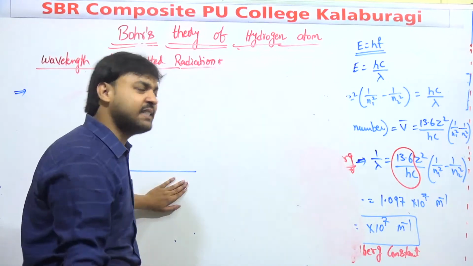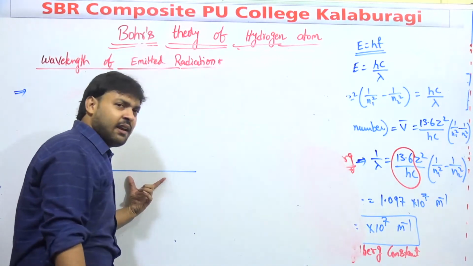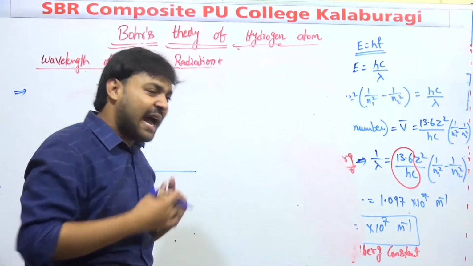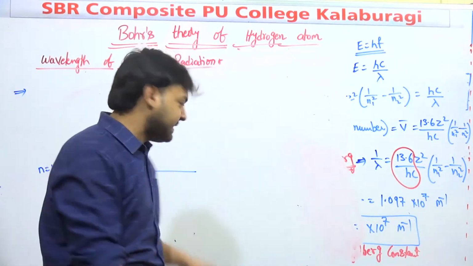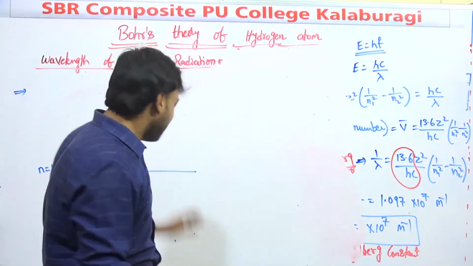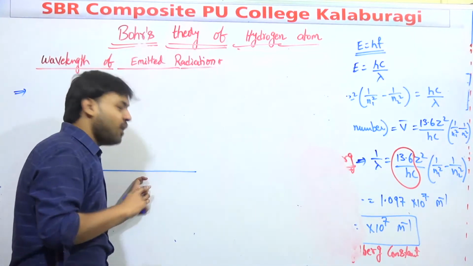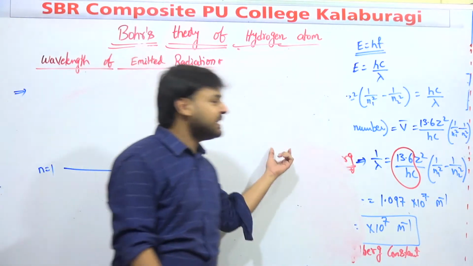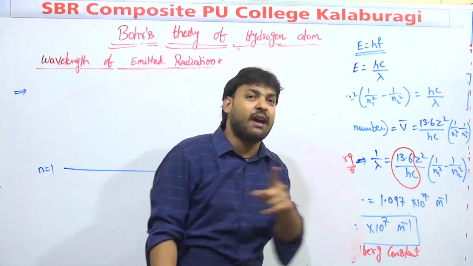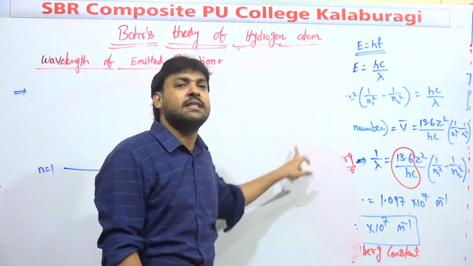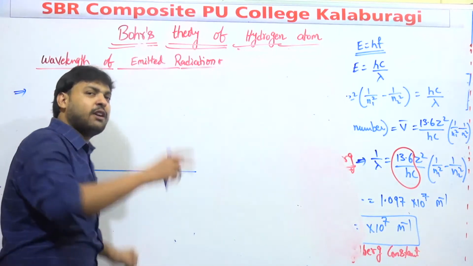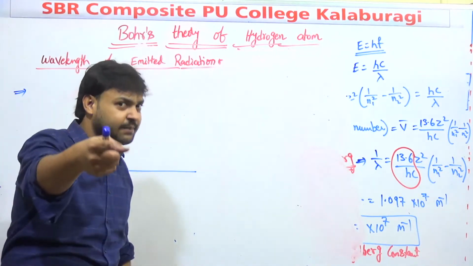What do you mean by spectral lines? At that position, how much energy the electron has will be given by this line. If an electron is at this line, how much energy will be there? We can calculate. So what is the formula? Minus 13.6 Z square by n square. If the electron is at n equals 1, what is the energy? We know the total energy.